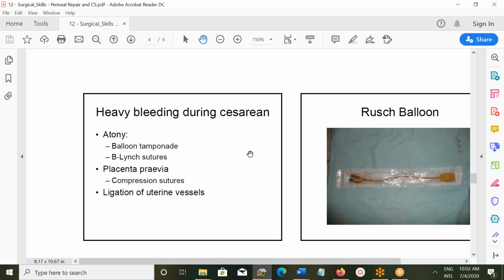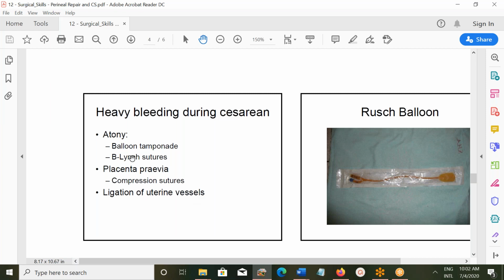If your patient has heavy bleeding during cesarean section, the causes can be atonic uterus or placenta previa. If your patient has atony, no tone in the muscle, like in cases of grand multipara or twin delivery, then you have the option to offer balloon tamponade, or you can offer B-Lynch sutures. If placenta previa was there, then you can apply compression sutures and ligation of uterine vessels.